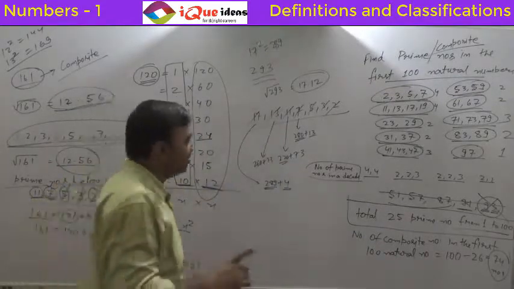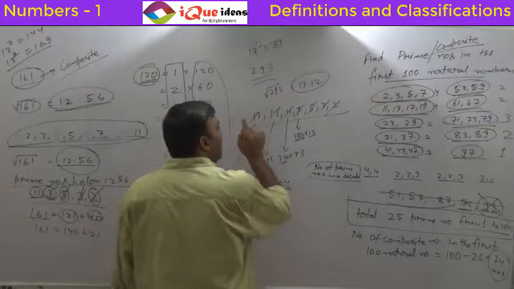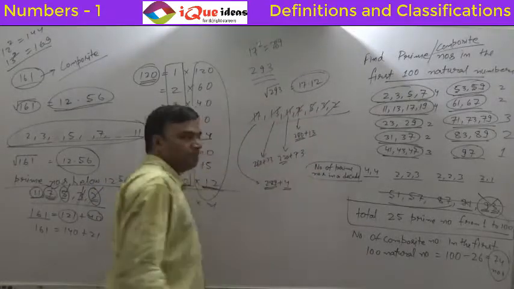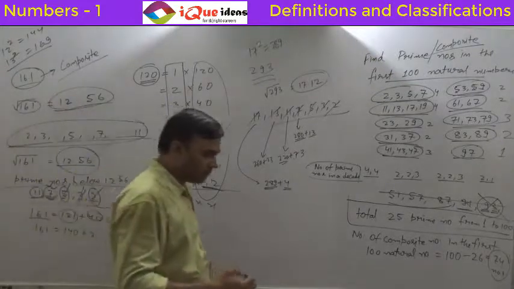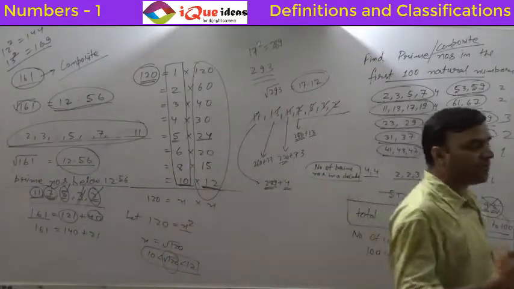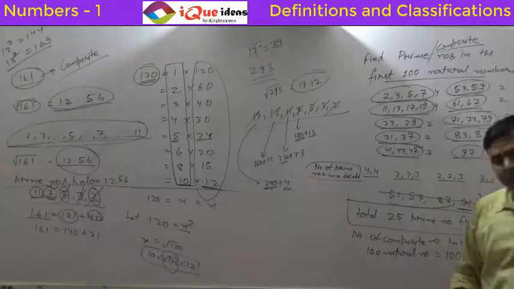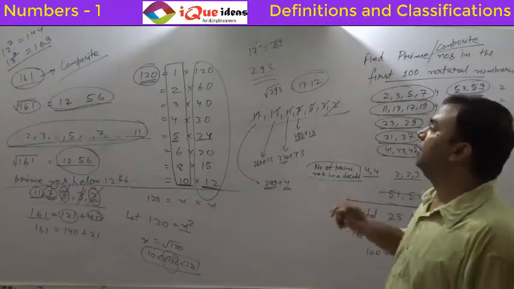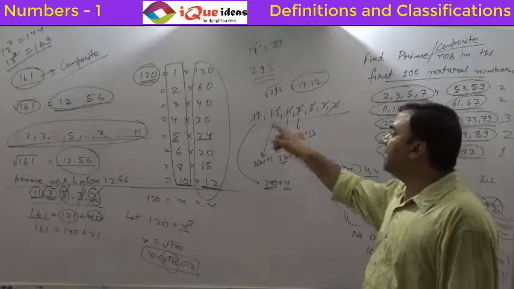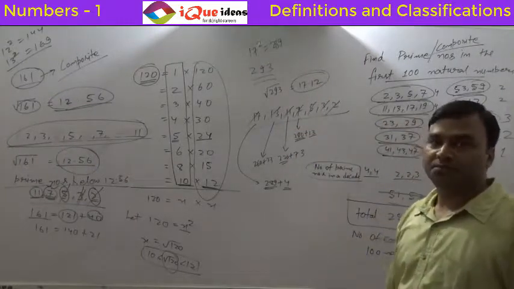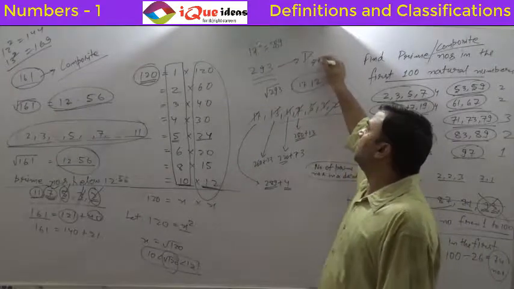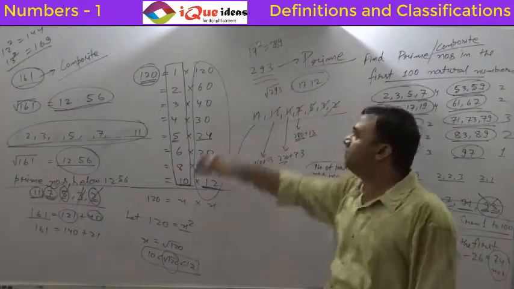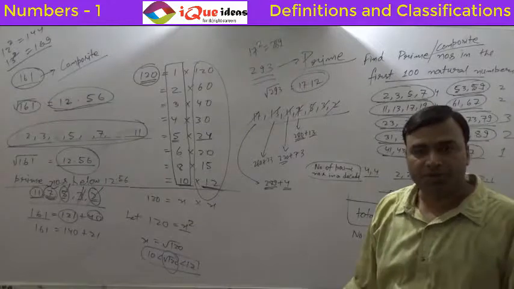What does it mean? 293 is not divisible by any one of these numbers. What did we do? We took the approximate square root of that number. Then we considered the prime numbers below the square root of that number. And then we checked whether the given number is divisible by any one of those prime numbers or not. It is not divisible by any one of them. So what do we say? 293 is a prime number. So this is how we check prime numbers and composite numbers.